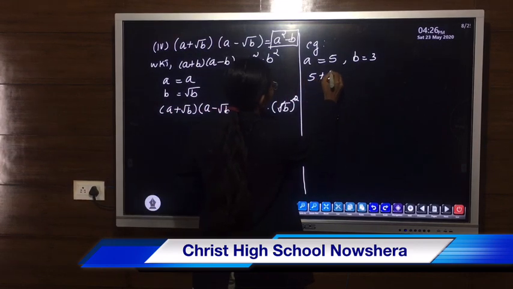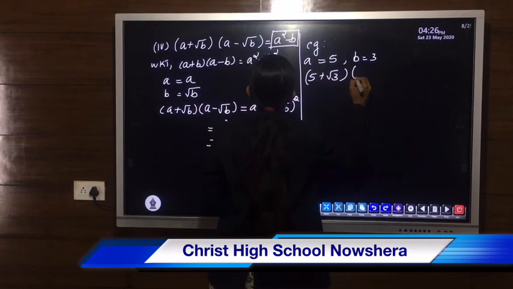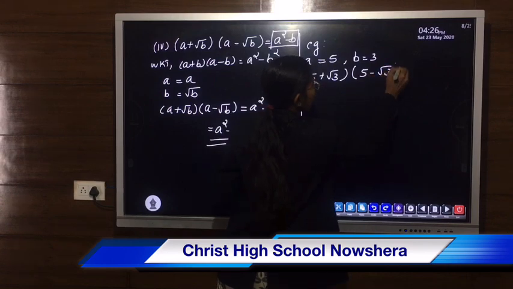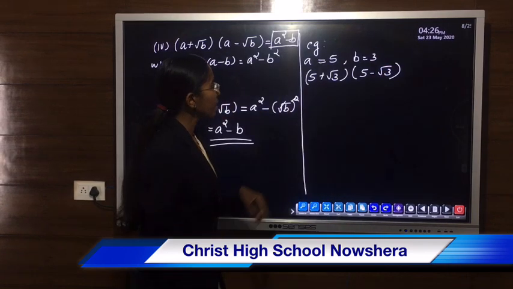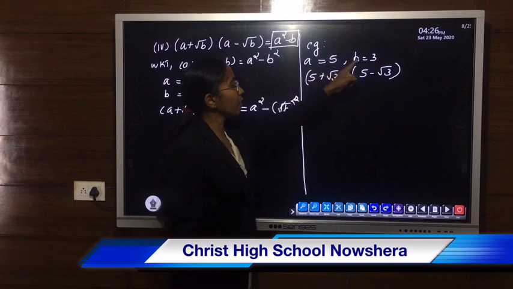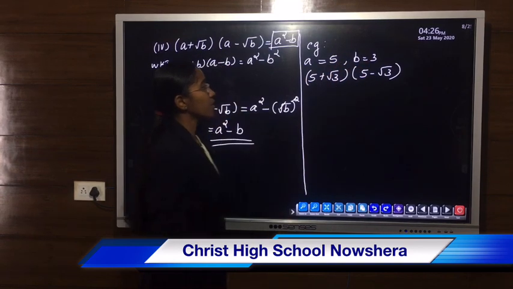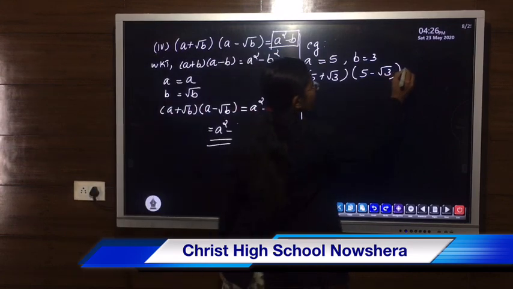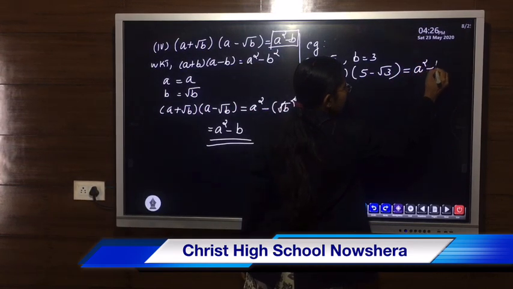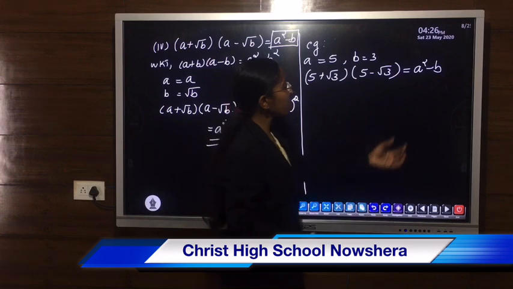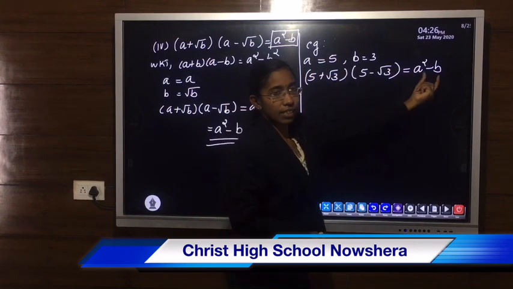So take a question: 5 plus root 3 into 5 minus root 3. This is my question. Here in the place of a is 5 and in the place of b is 3. So what is our equation? That is equal to a square minus b. So substitute the values of a and b in this equation.